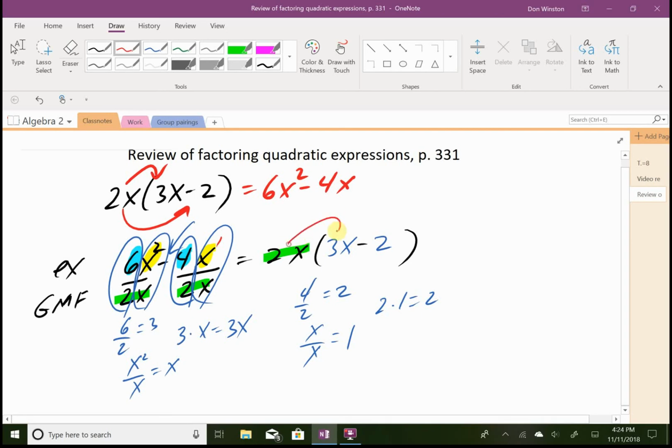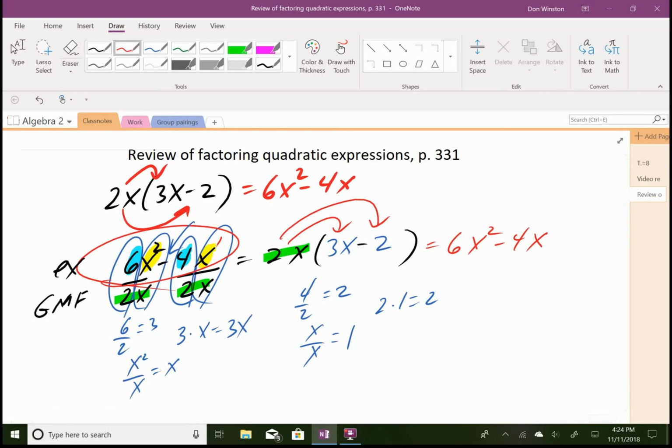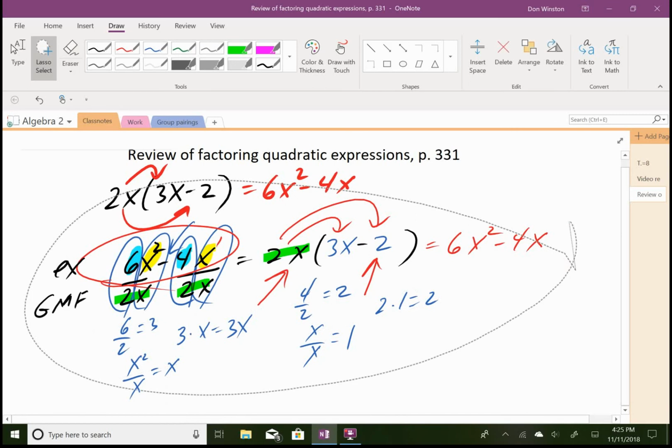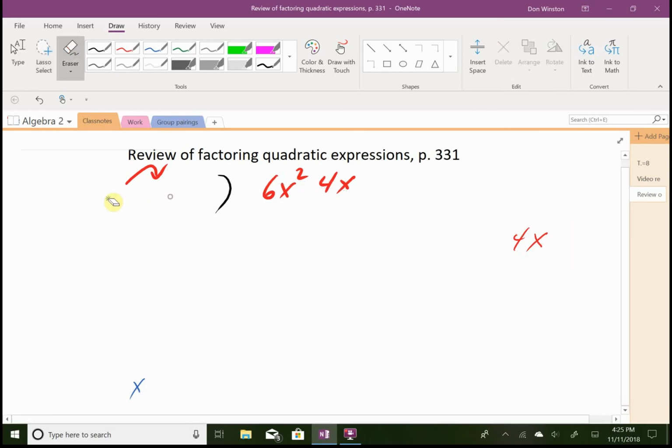But let's check. If I distribute 2x times 3x, or multiply, I get 6x squared. And then 2x times a negative 2 will give me minus 4x. That checks out because that's what I started with, 6x squared minus 4x. So the factors of 6x squared minus 4x are 2x and 3x minus 2. We have a monomial factor and a binomial factor. Binomial meaning 2 terms, monomial meaning 1. Okay, so let's go ahead and continue on with more examples. I'll go over 2 more examples and then you'll get a chance to do some work as well.